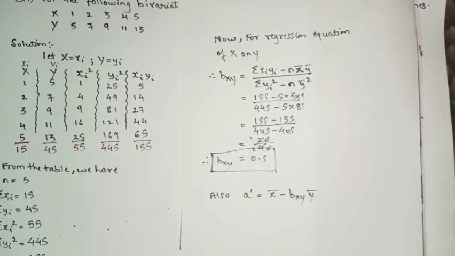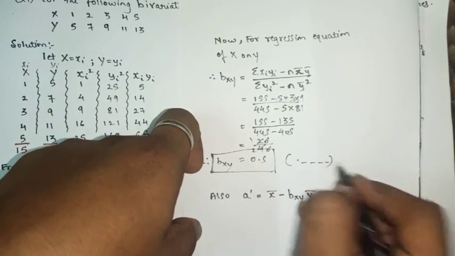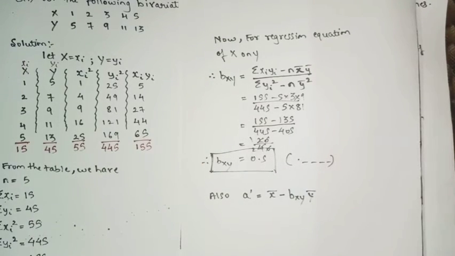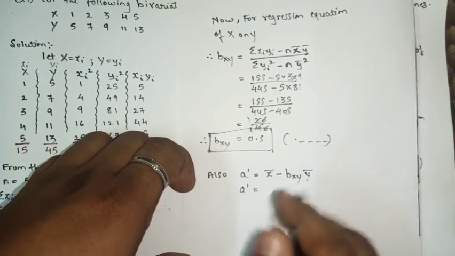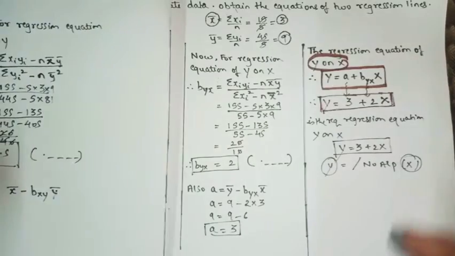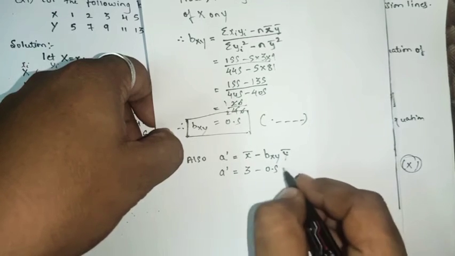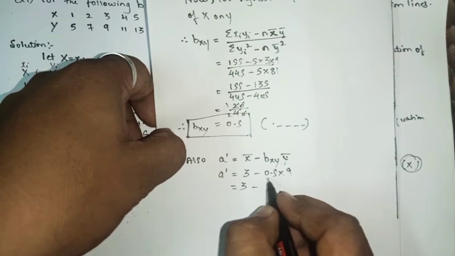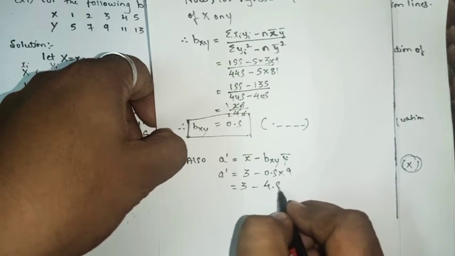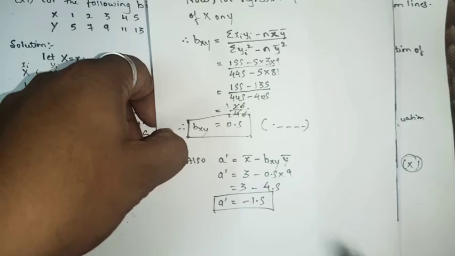In some cases, in some sums, you will see that when you divide, you have to take up to 4 decimal places. But for this sum here we got directly 0.5 only. Okay, after that you will find a dash, as x mean is what? x mean is what? 3. Y mean is what? 9. So 3 minus 0.5 times 9. When you multiply 0.5 into 9, you will get 4.5. Further you will get 3 minus 4.5 is minus 1.5.